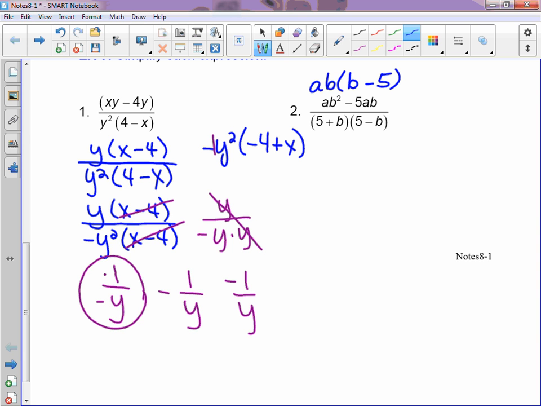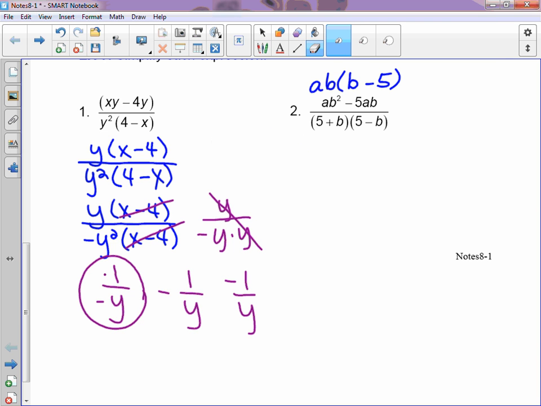Some help factoring the top, in the numerator. Take a look. You need to check yourself. It happened again, didn't it? So we could go ahead, if it makes you feel better, when you switch this one, nothing happens because I didn't change any signs. You can leave that 5 plus b. But what happens in the second one? Because again, here it happened again.